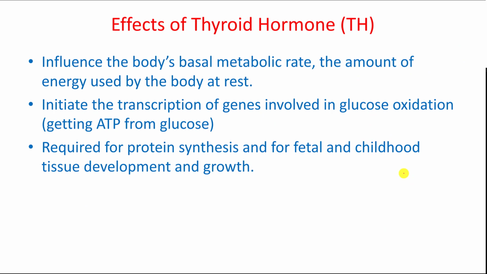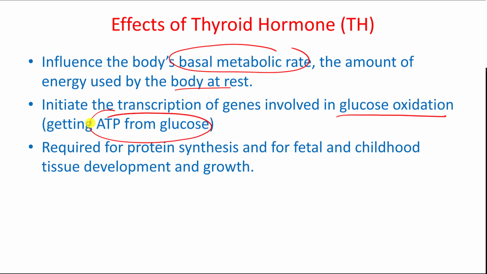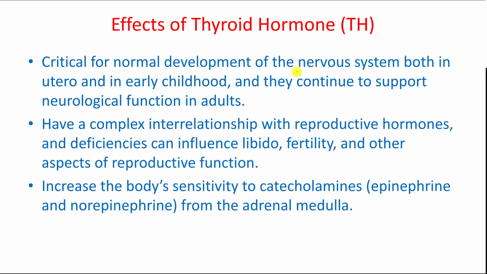So what does it do again? It influences the basal metabolic rate, the amount of energy used by the body at rest. Also, it will initiate the transcription of genes important in glucose oxidation, which is producing ATP from glucose. And this hormone therefore is extremely important in tissue development, especially in fetal life and childhood. We will see what happens when we don't have enough thyroid hormone, especially in pregnant women or moms. There will sometimes be severe consequences, because it's critical in the development of the nervous system, even when the baby is in the uterus or in early childhood.